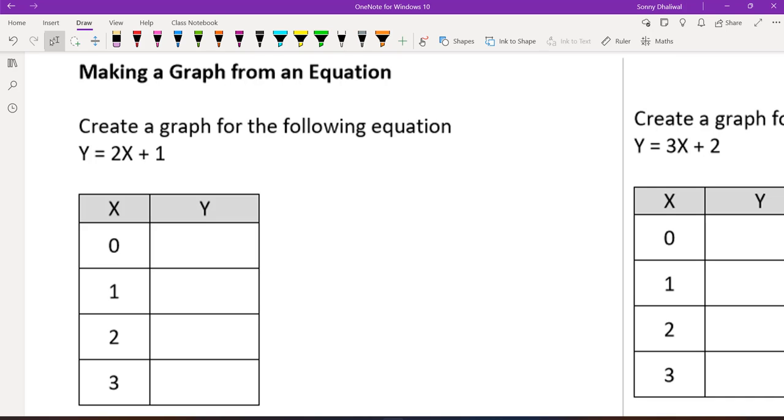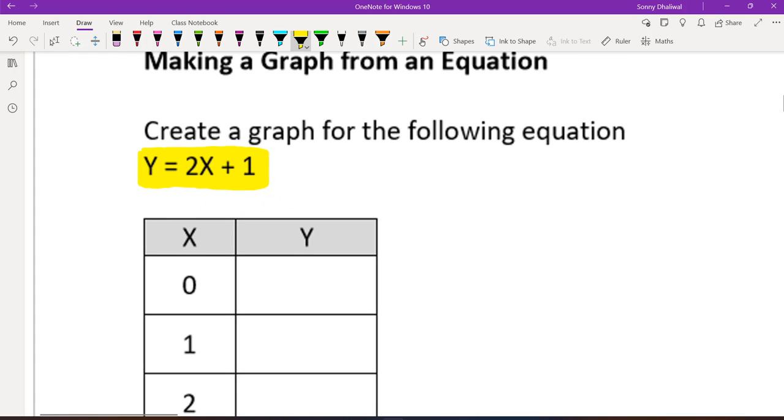Okay. So next, on the next page, I want to talk about graphing equations. So this is generally how an equation for a line looks. Okay. Now, don't write down the next little bit.